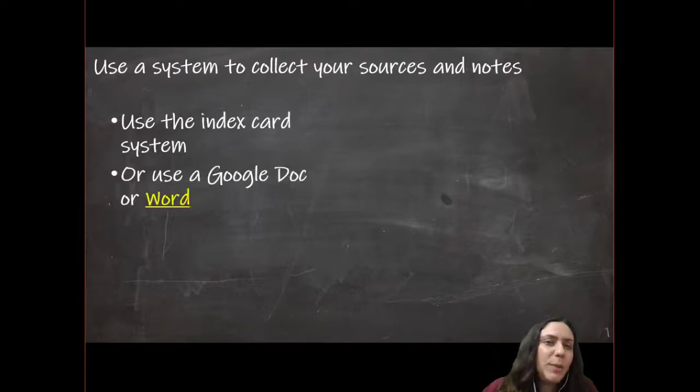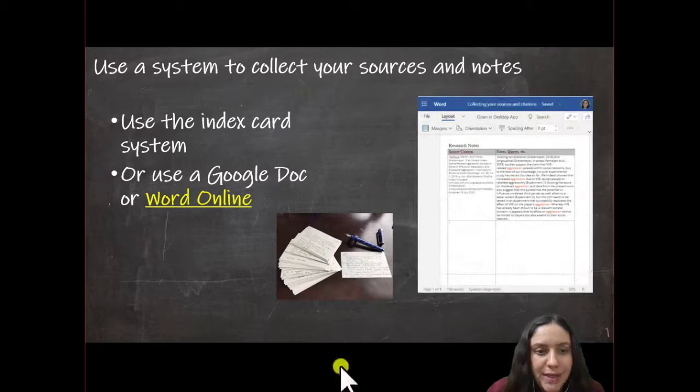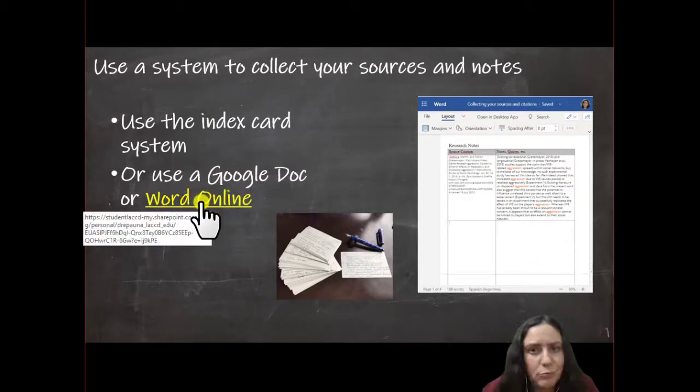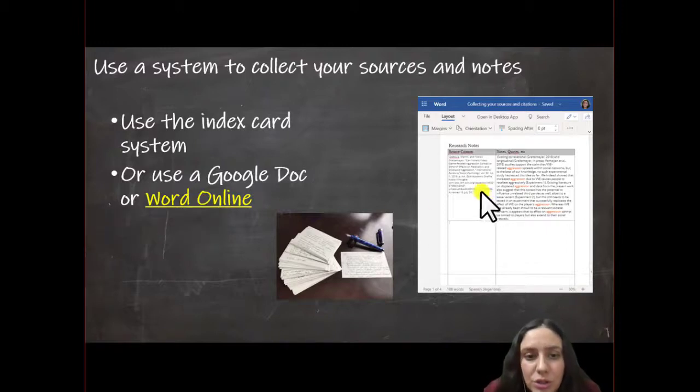Now, come up with some sort of way, whether you use index cards, the index card system, or you can just create a Google Doc with a chart like this. And here's a link to one of my versions where you just create a citation and then you'll have a section for your notes where you're taking quotes and the page number of great facts or ideas where that came from.